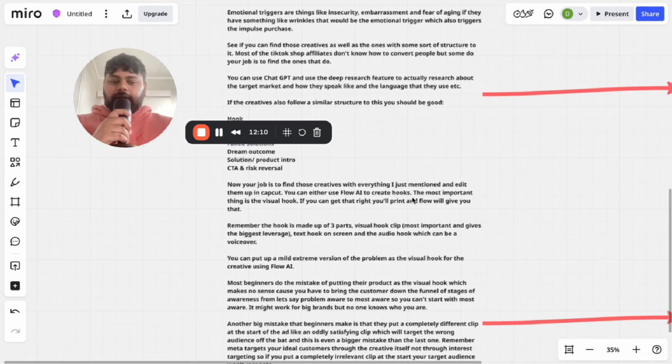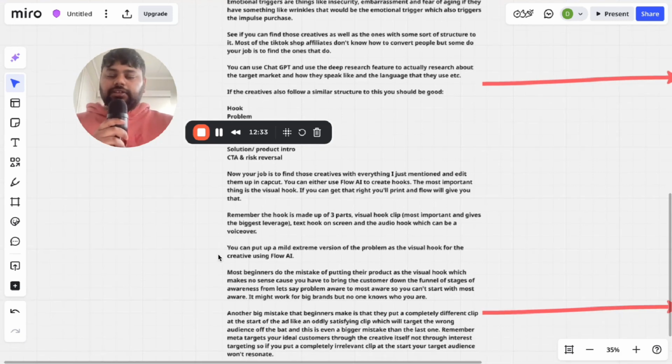You can use either Flow AI to create hooks, or you can use Kling AI as well. But the best is Flow AI right now. It just came out with VO3 and whatnot. It's by Google, by the way. The most important thing is the visual hook. If you can get that right, you'll print, and Flow will give you that, right? Flow can literally make a scene out of thin air, bro. It can make a whole color graded scene off of a prompt or a reference picture. If you have a product picture, you can put it in and it'll spit out a really cool scene depending on the prompt, right?